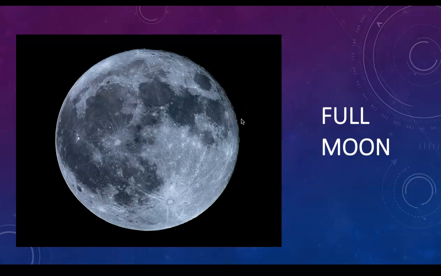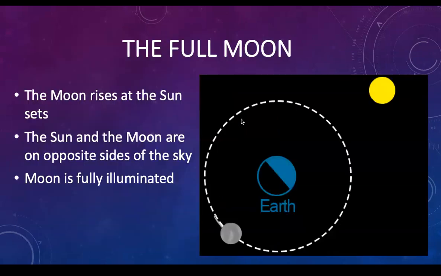Full moon. All right, at a full moon, the moon rises as the sun sets. Don't know if you paid attention to this kind of stuff. I've been staring at it for decades, but until I sat down and wrote it, I'm like, oh, yeah, you're right. That is what happens. The sun and the moon are at opposite sides of the sky, so the moon is fully illuminated.